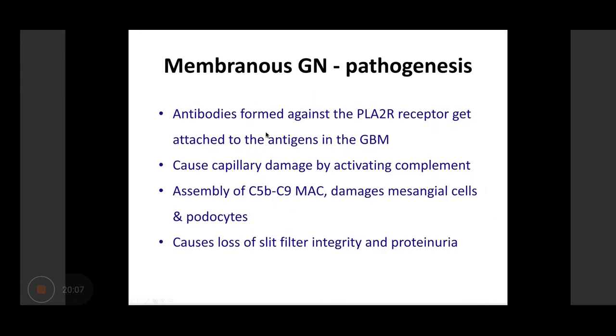So how does the development occur? Once these antibodies are formed against the PLA2 receptor, they get attached to the antigens in the glomerular membrane. Here they cause capillary damage by activating the complement pathway. This leads to formation of C5b-9, that is the membrane attack complex, which damages the podocytes and the mesangial cells. This damages the filter mechanism of the glomerular basement membrane and leads to increased permeability to proteins, leading to heavy proteinuria.